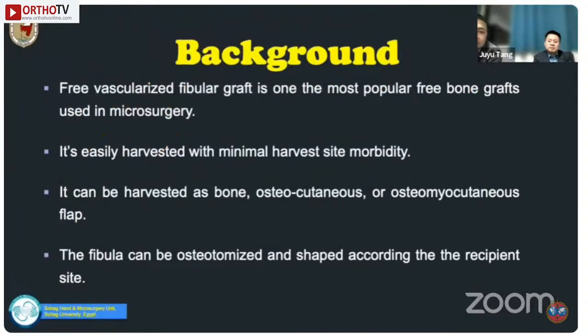The free vascularized fibular graft is a popular bone graft used in microsurgery due to its ease of harvest and minimal harvest site morbidity. It can be harvested as a bone, osteocutaneous, or osteomyocutaneous flap, and the fibula can be osteotomized and shaped to fit the recipient site.